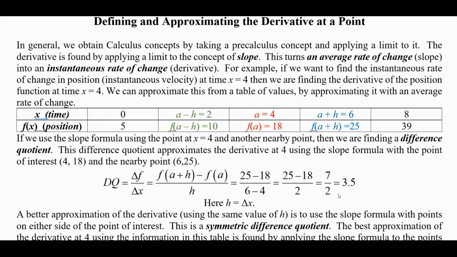So a better approximation of the derivative using the same value of h would be to use the slope formula with points on either side of the point of interest. Use the green and blue points here, not the point of interest. Turns out that the slope across there turns out to be the same as averaging the slope of these 2 points and the slope of these 2 points.